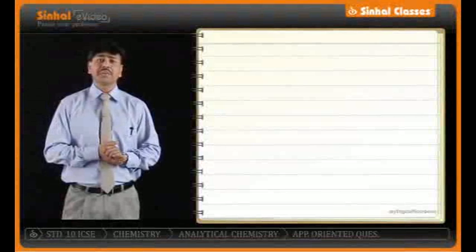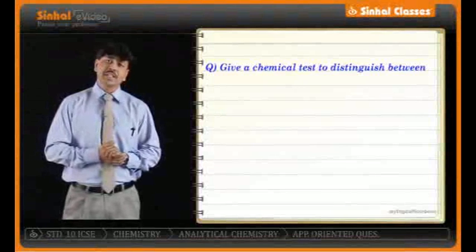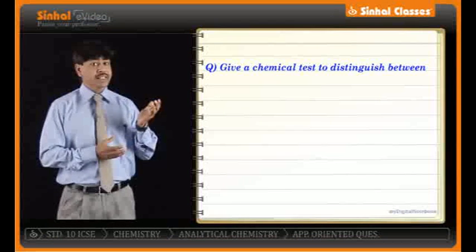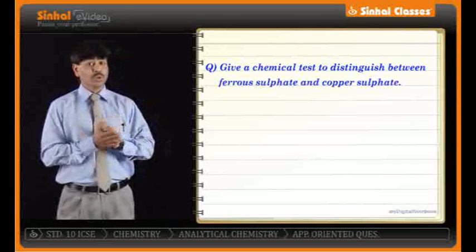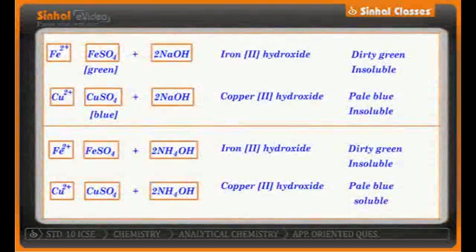Some application-oriented questions, like they can ask you, give a chemical test to differentiate between ferrous sulfate and copper sulfate. Then what can you do? Very simple. Take these two salts and put sodium hydroxide, or you can use even liquor ammonia also. Put this inside the respective salts. And what will you notice? You will get a precipitate.